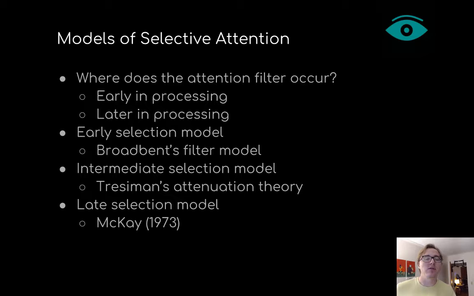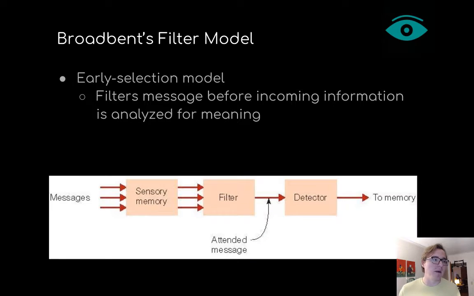And we're going to talk about these three different models. The early selection model, which was espoused by Broadbent. The intermediate selection model, which was espoused by Dr. Ann Treisman and her attenuation theory. And then a late selection model by Mackay. The late and the intermediate models are much closer in theory than the early selection model is to the other two. So we'll talk about those three right now.